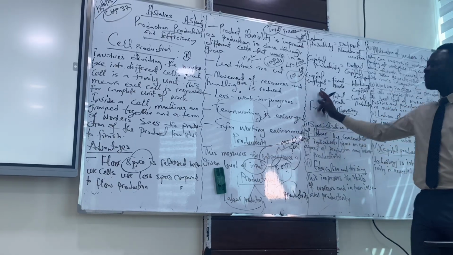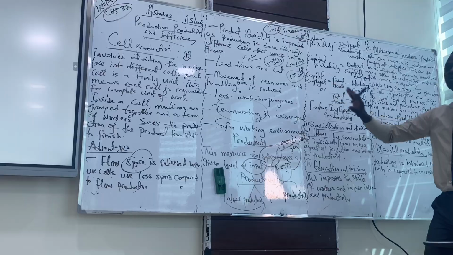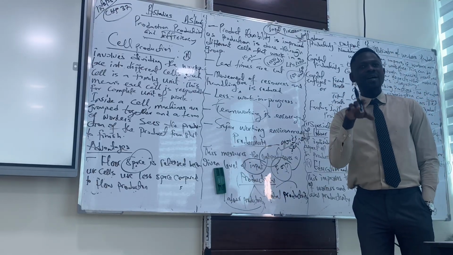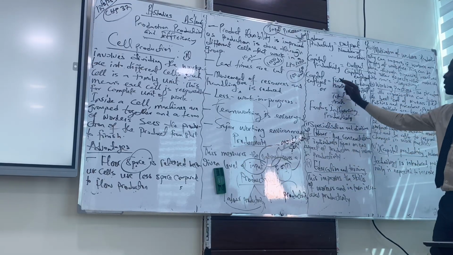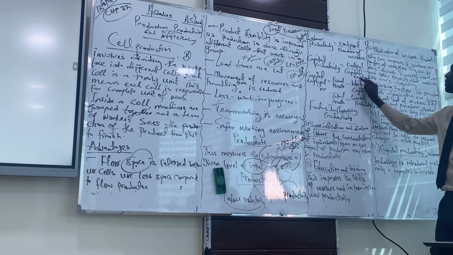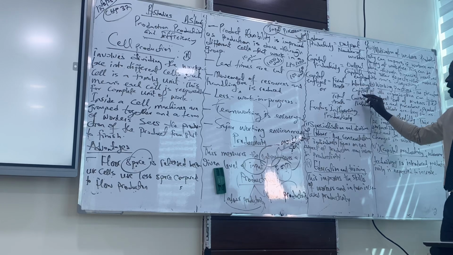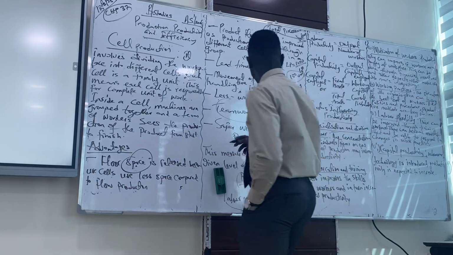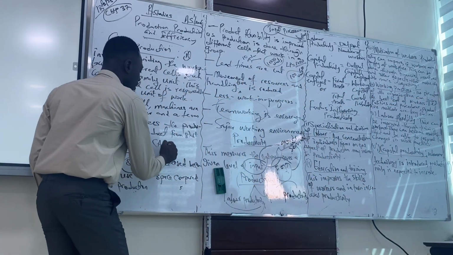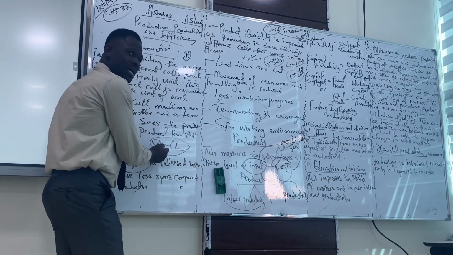Great. Then we have capital productivity. For capital productivity, we're talking about the output per capital employed. So the formula is output divided by capital employed. Now capital employed is either fixed assets plus working capital. And working capital is current assets minus current liabilities. That's how we get our working capital.